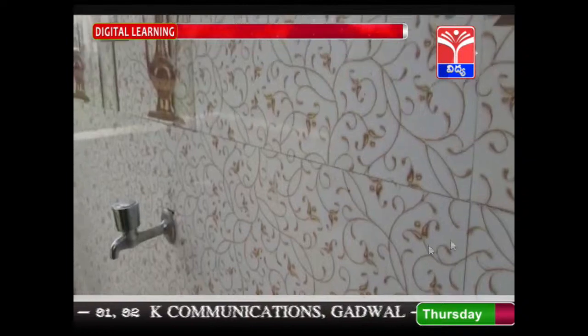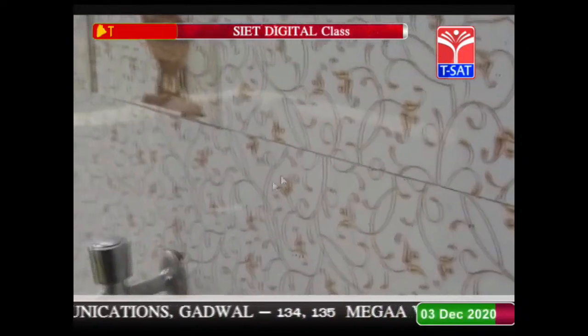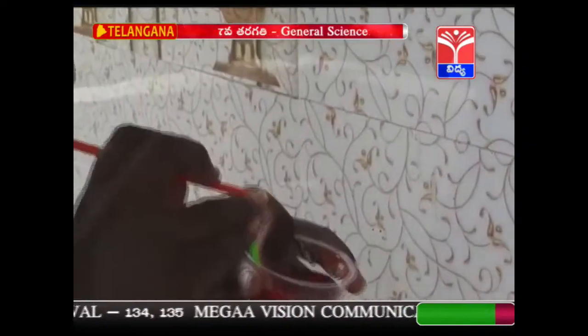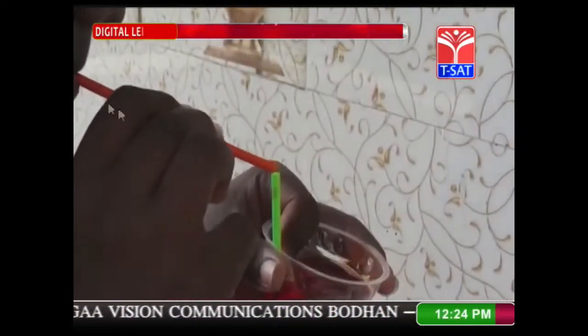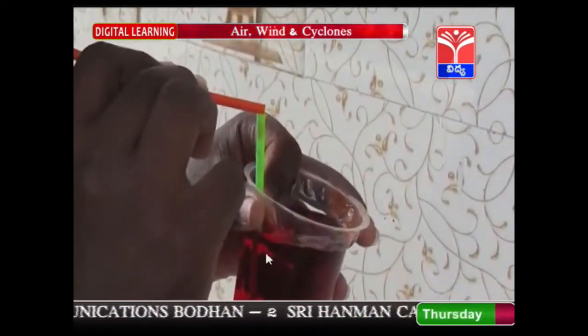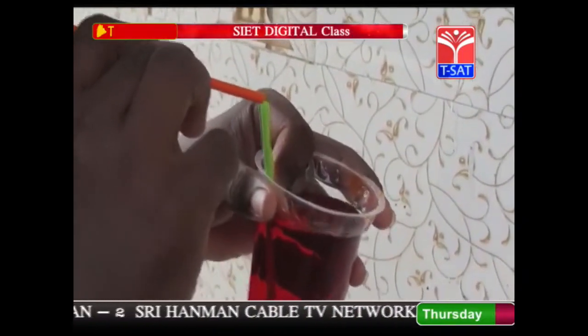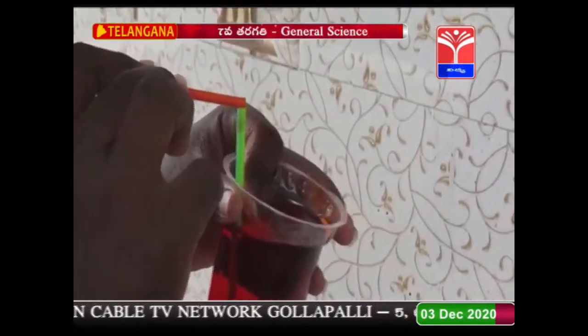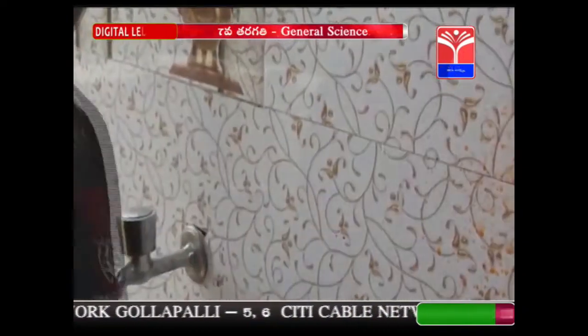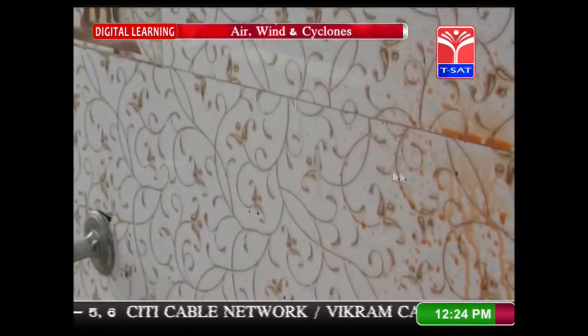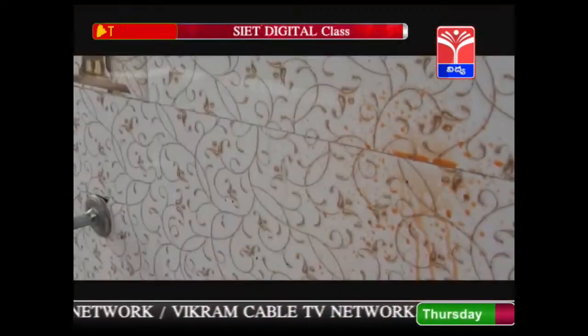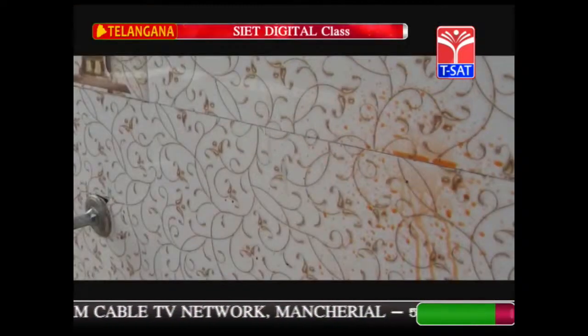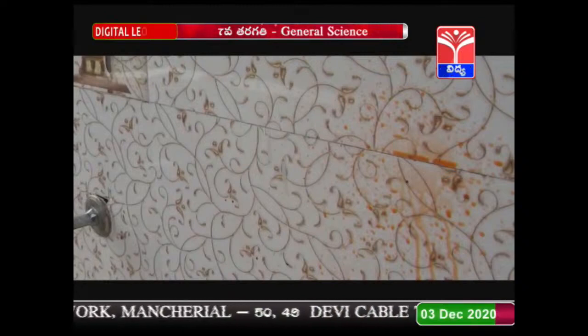Children, we will try to observe how cyclones form by seeing this video. Children, look at this area, it is completely blank, right? What is the student trying here? He has taken two straws and inserted them into the colored water, and what is he doing? He is trying to blow air. You can look here, he is blowing air through one of the pipes and the colored water has moved in an upward direction. So, the water which was in the glass has moved upward.